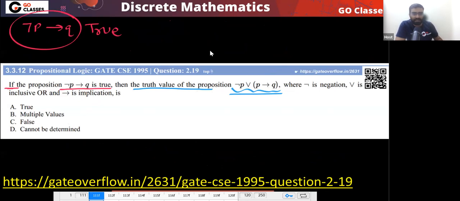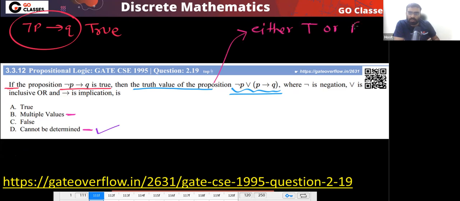Okay. So I can say that, what about this? Tell me, which statement is correct? Is this statement correct or is this statement correct? Option B is correct or option D is correct? So the answer is option D is correct. And don't say multiple values, because a proposition can never have multiple values. This is a proposition. A proposition is either true or false, but not both.